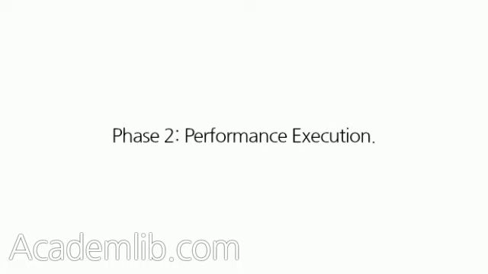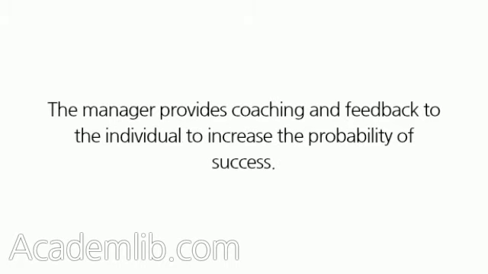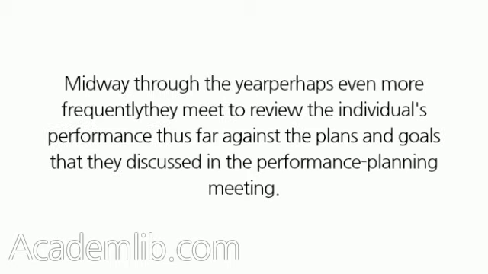Phase 2, Performance Execution. Over the course of the year the employee works to achieve the goals, objectives, and key responsibilities of the job. The manager provides coaching and feedback to the individual to increase the probability of success. He creates the conditions that motivate and resolves any performance problems that arise. Midway through the year, perhaps even more frequently, they meet to review the individual's performance thus far against the plans and goals that they discussed in the performance planning meeting.